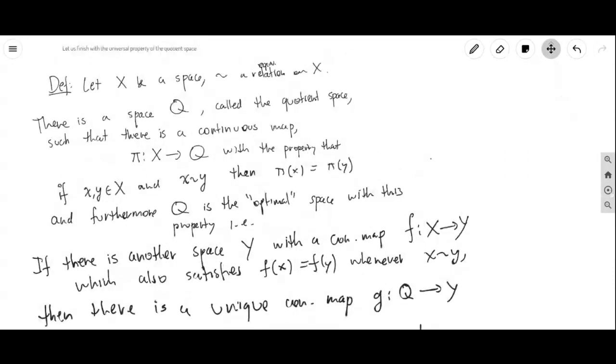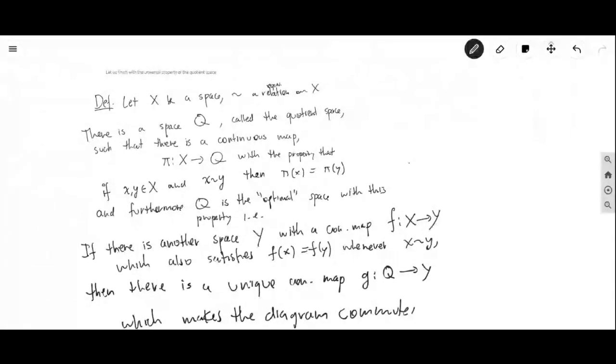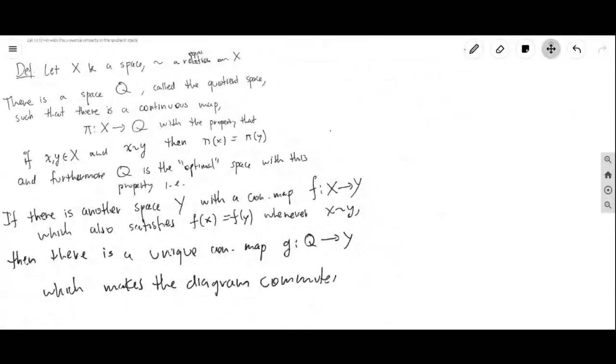So the picture here is, yeah, that took way too much space on the board, but the picture here is that this is X, that's the quotient space, there's a mapping pi. This mapping pi is a continuous mapping. It satisfies the property that any two points that are related in X get mapped to the same identical point in the quotient space. And this is universal. It's universal in the following sense. If there's any other space Y that has the same kind of property, that points that are related get mapped to the same point in Y, then this is optimal.